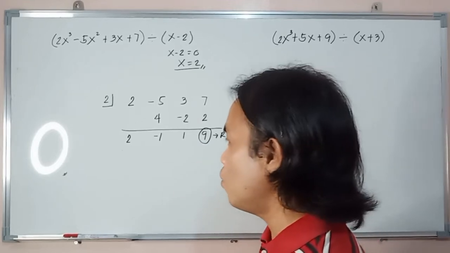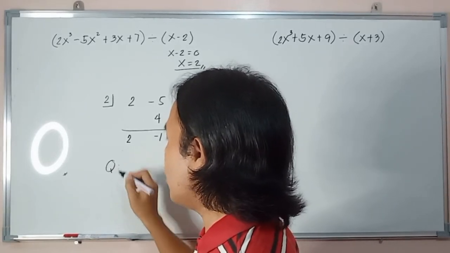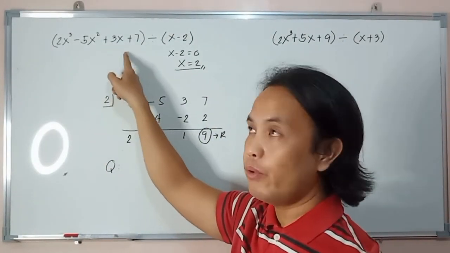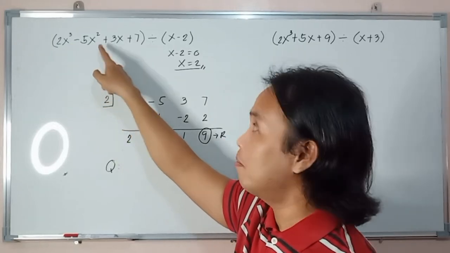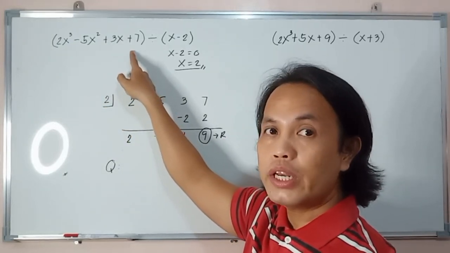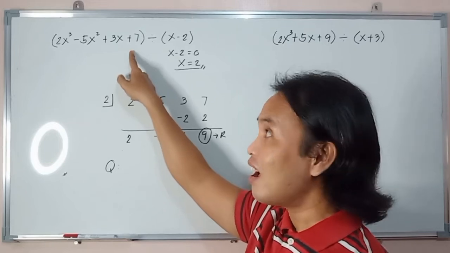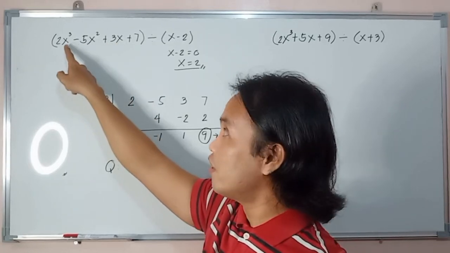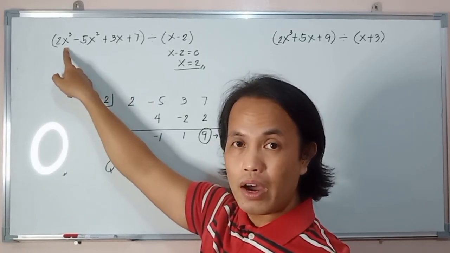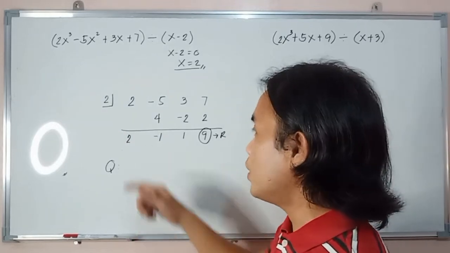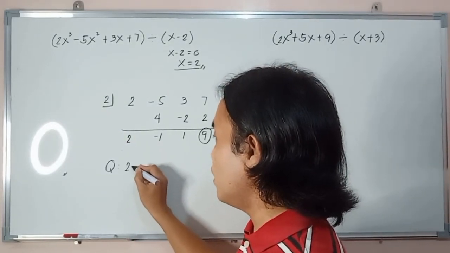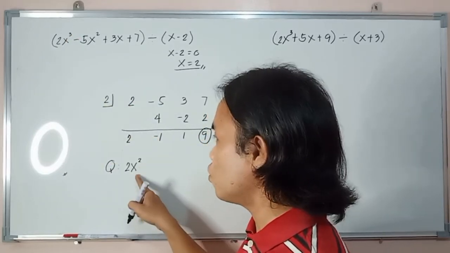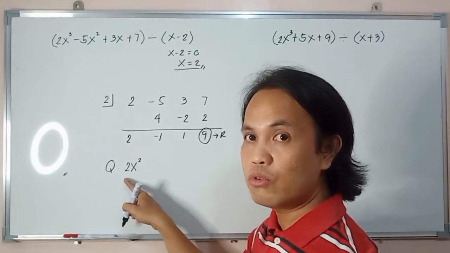How do we write our quotient? Our quotient now will be, as you have observed in our given polynomial, we have 2x cubed minus 5x squared plus 3x plus 7. What we need to do is simply subtract 1 degree from each of these degrees. So we have 3, we subtract 1, we will have 2. So our coefficient here is 2, x, since this is 3, we subtract that by 1, that is 2. So that is our first term and our quotient would be 2x squared.